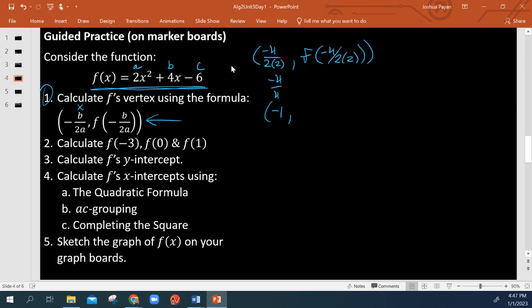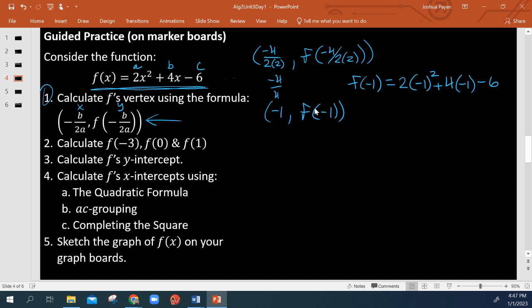Okay, and to calculate our y coordinate, right, our y coordinate, this guy here, well, we're going to have to find f of that. So that means we're going to do f of this number that we just found. So f of negative 1. Well, f of negative 1 just means we're going to replace x, every instance of x, with negative 1. So 2 times x squared plus 4 times x minus 6.